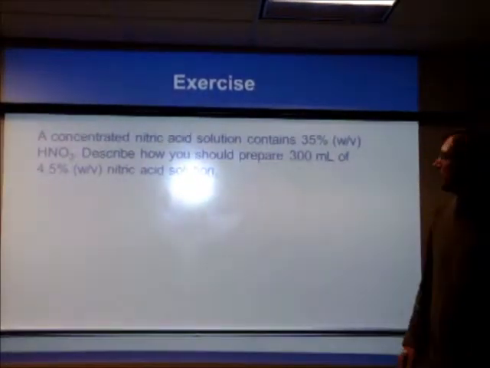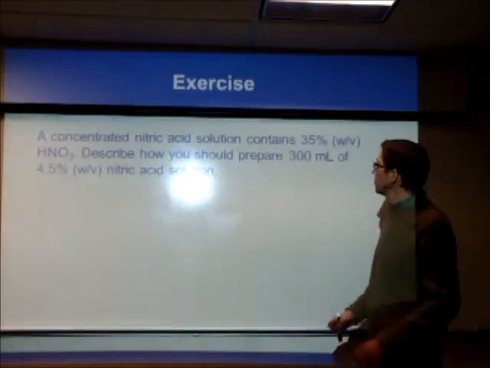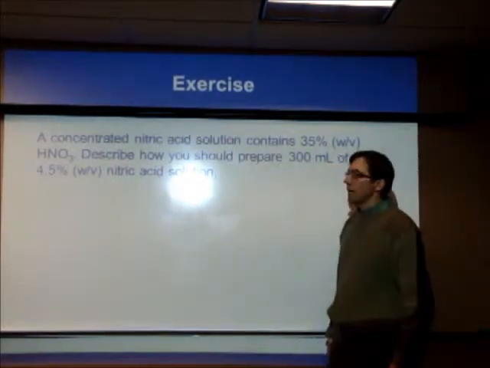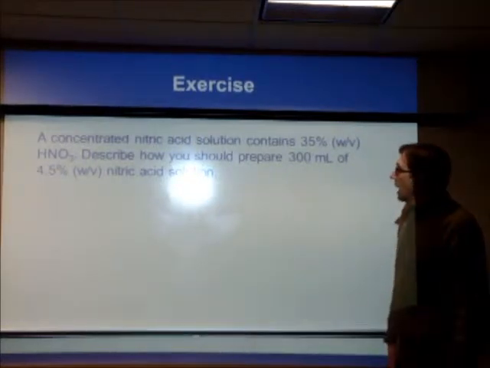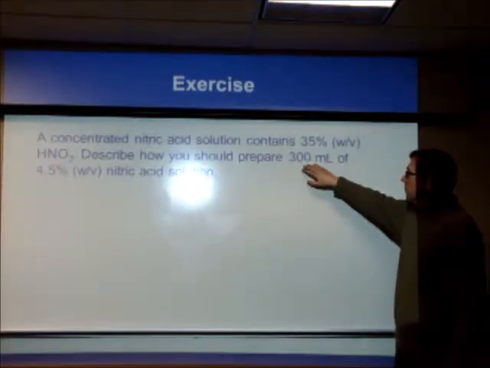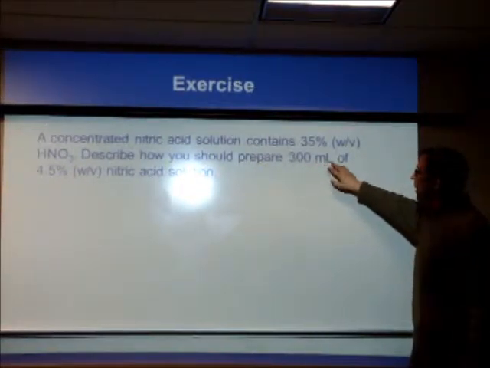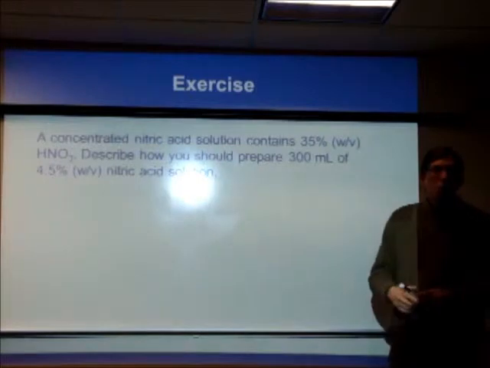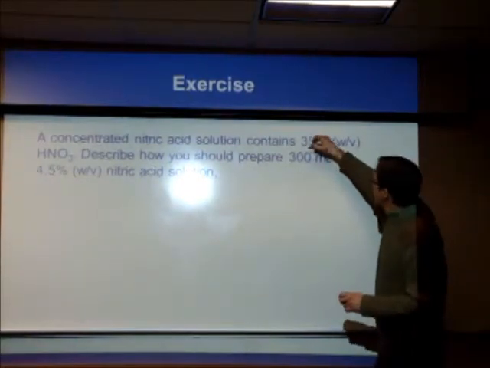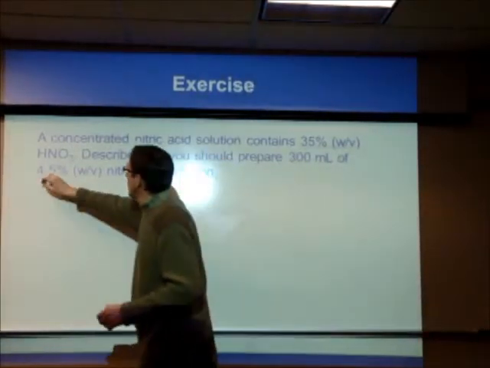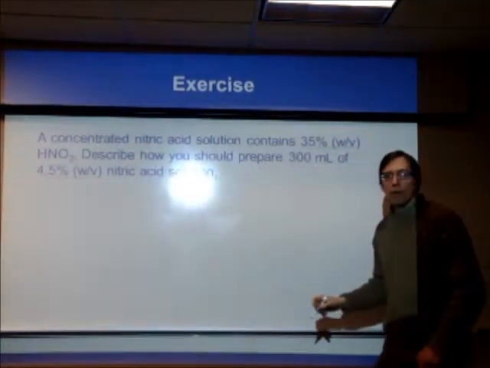So the next problem. A concentrated nitric acid solution contains 35% weight per volume of nitric acid, HNO3. Describe how you should prepare, so we're going to actually calculate then, describe how we prepare 300 milliliters of 4.5% weight per volume nitric acid solution. Now, hopefully you recognized that this is a dilution problem because we have a concentrated solution of which we're going to prepare a more dilute solution.